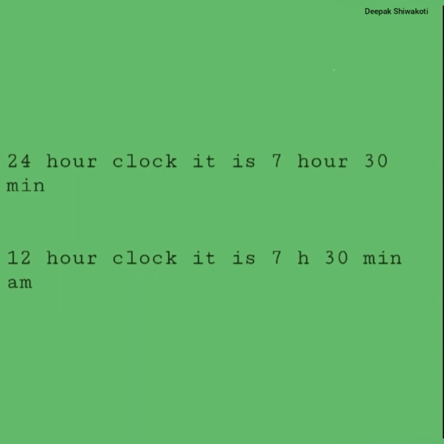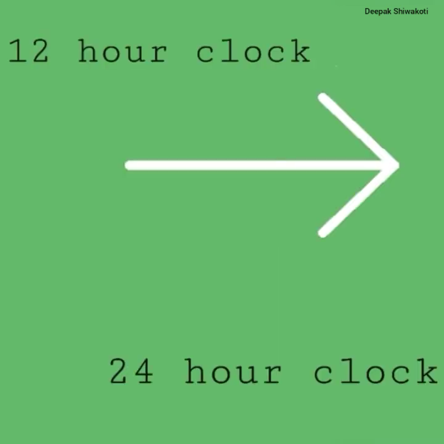Now another case where 24-hour clock it is 7 hours 30 minute. Then here we just have to give AM, since we don't have to subtract 12 here because it is before noon.